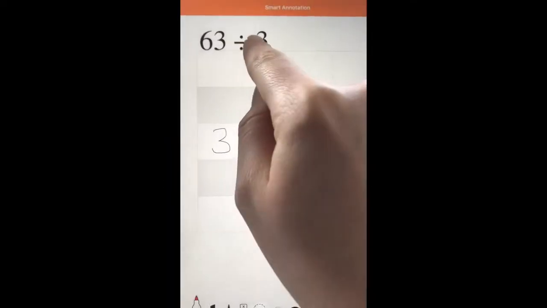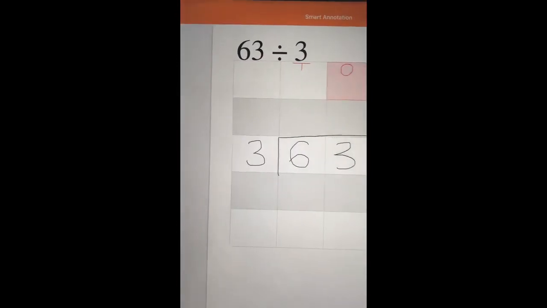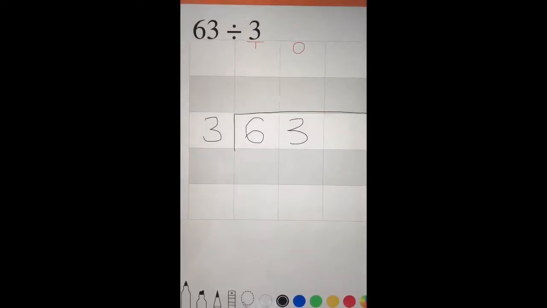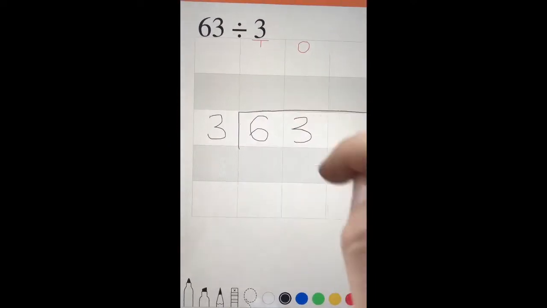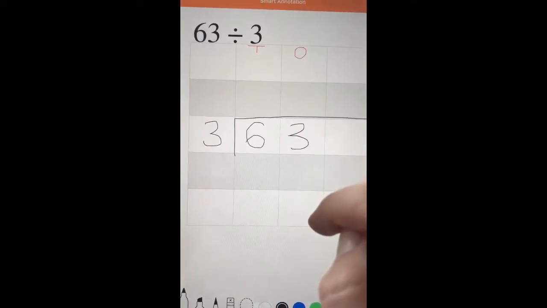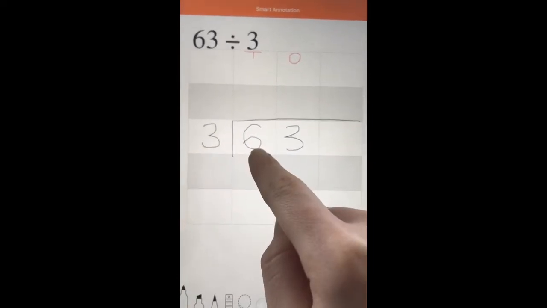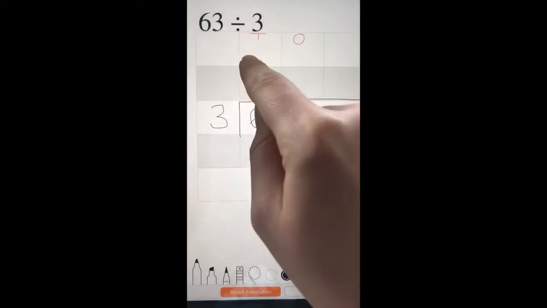I'm going to pop our place value just above to help remind us. The first thing we do is we say to ourselves, how many lots of 3 go into 6? Now, because it's in the tens column, we know it's 60, but to make it simpler and easier for ourselves, we can say 6. So how many lots of 3 go into 6? And that answer would be 2, so we write that above.